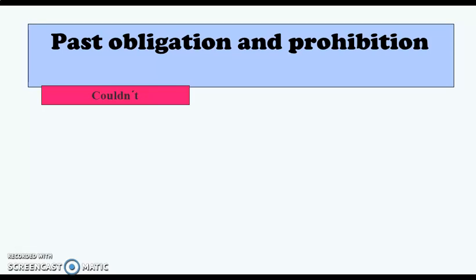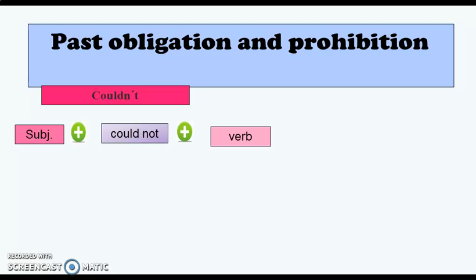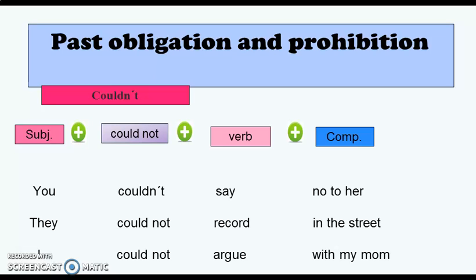Now couldn't, to express prohibition and past obligation. You have the subject at the beginning, followed by could not, then you have the verb, then the complement. Examples. You couldn't say no to her. Tú no podías decirle no a ella. They could not record in the street. Ellos no podían grabar en la calle. I could not argue with my mom. Yo no podía discutir con mi mamá. So here you have how to express prohibition in the past: subject at the beginning, could not, followed by the verb and the complement.